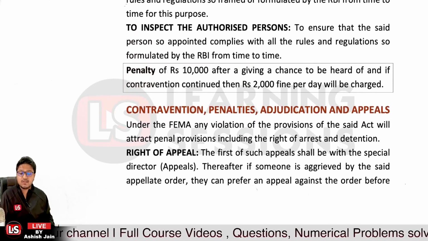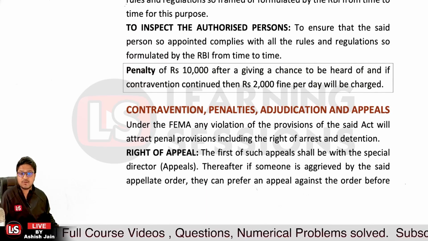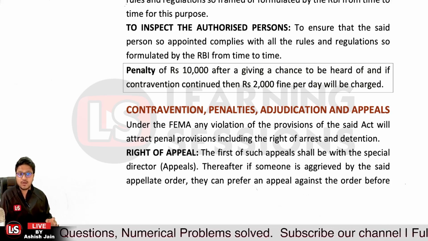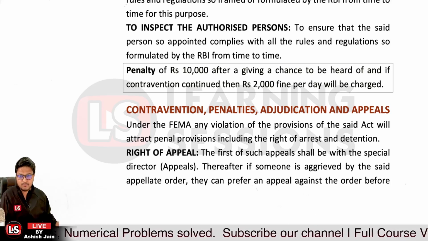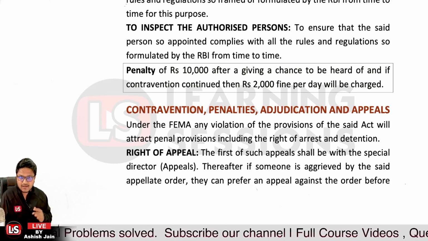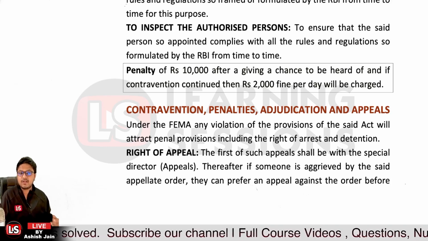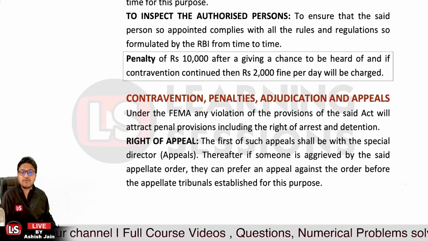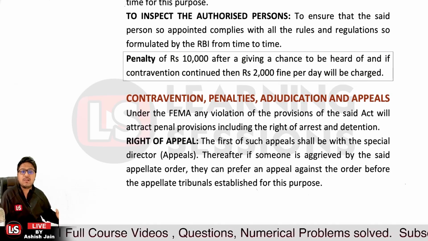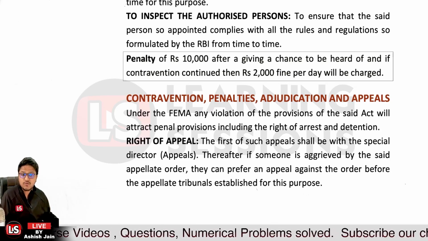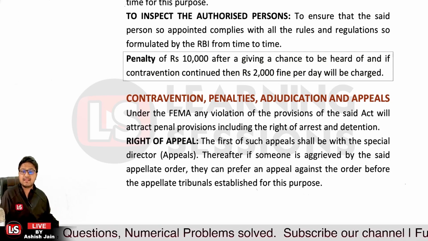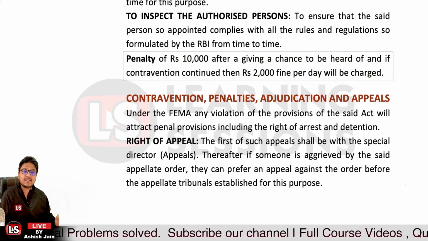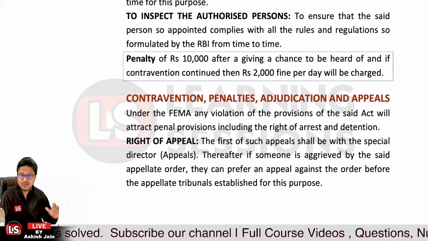Under FEMA, if there is a violation of the provisions of this Act, there is a provision related to the right to arrest or detention. The penalty will be imposed, but if the penalty is not recovered from the person, there can be a right to arrest and further detention. Now let's understand the right of appeal. The first such appeal shall be with the Special Director of Appeals. Thereafter, if someone is aggrieved by the said appellate authority, they can prefer an appeal against that order before the appellate tribunals, which are established for this particular purpose.